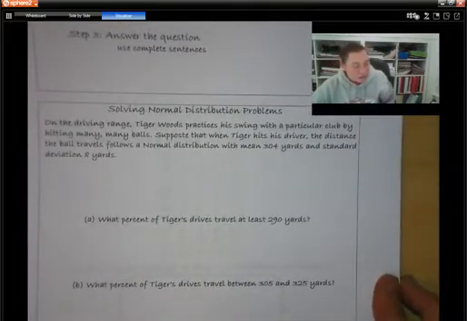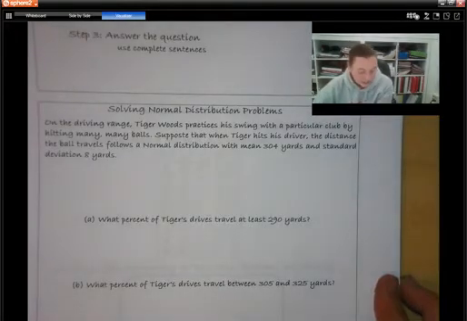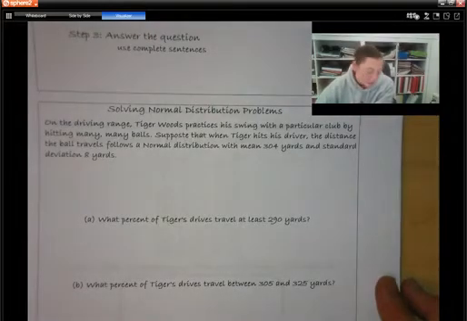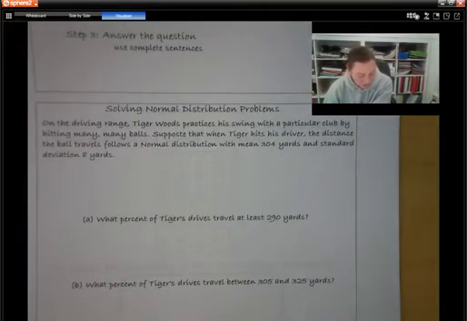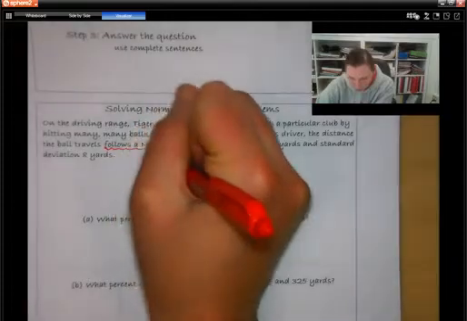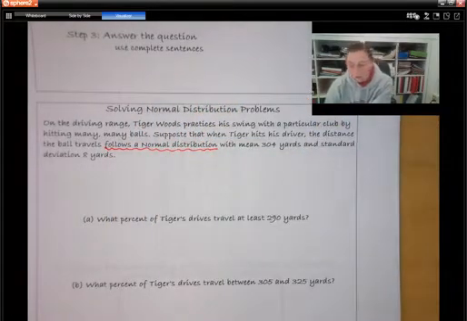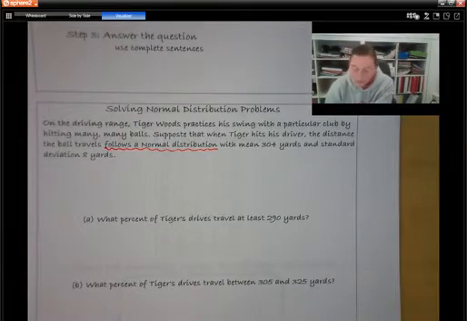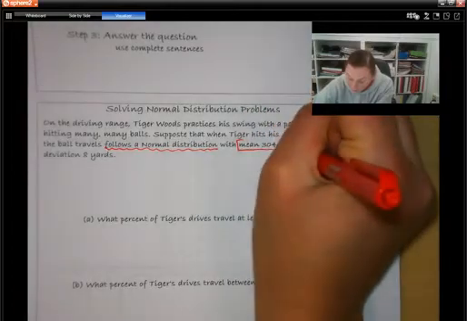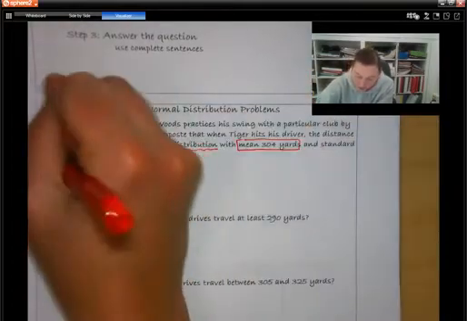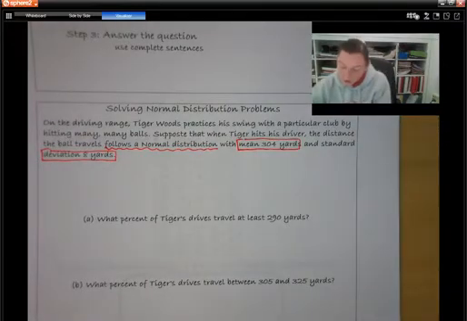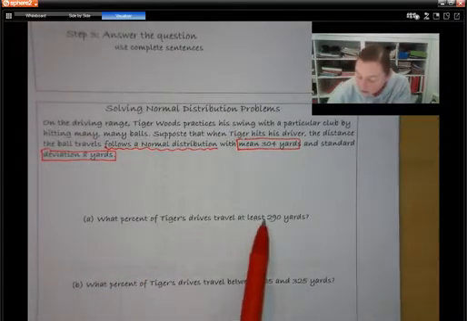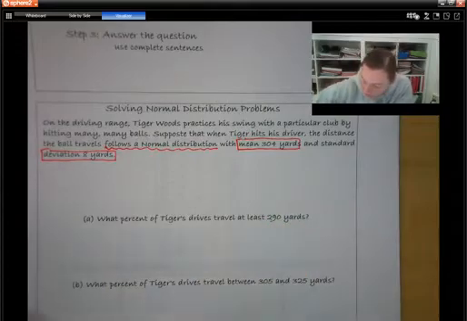It says, on the driving range, Tiger Woods practices his swing with a particular club by hitting many, many balls. Sorry about my typo. Suppose that when Tiger hits his driver, the distance the ball travels follows a normal distribution. All of these questions will tell you that it follows approximately a normal distribution, or you can assume that it's normal. We have a mean of 304 yards and a standard deviation of 8 yards. So the first question, what percent of Tiger's drives travel at least 290 yards?